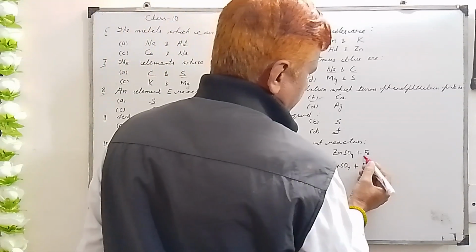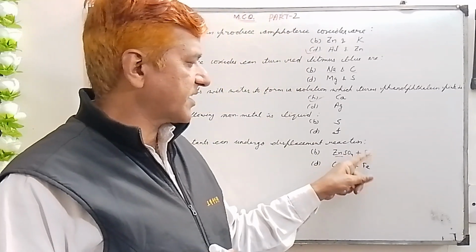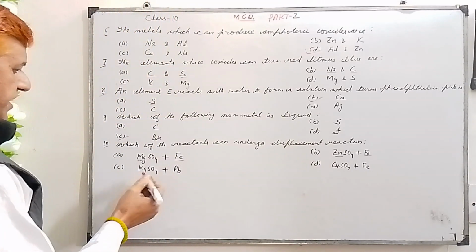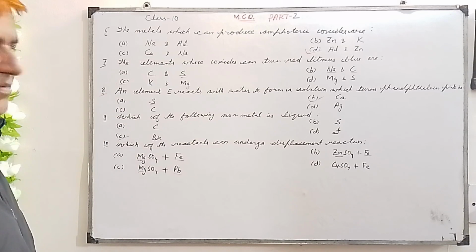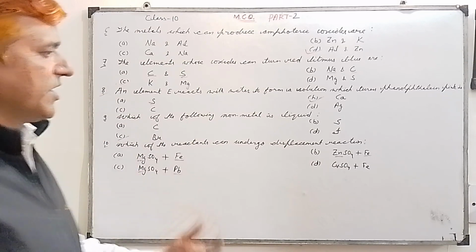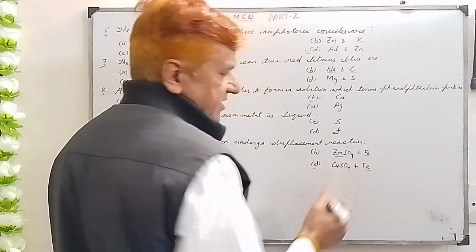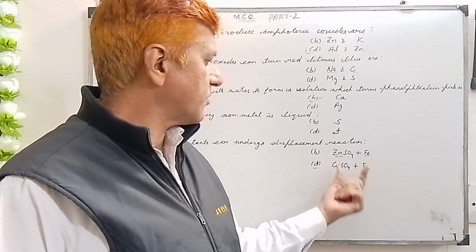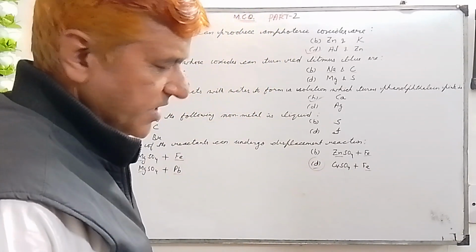Similarly here iron and zinc sulfate. Again iron is less reactive, zinc is more reactive, so it cannot displace zinc. Here lead and magnesium. Lead is less reactive, magnesium is more reactive, so this is also not our choice. And in this case iron is more reactive and copper is less reactive, so iron will displace copper. So D is our answer.